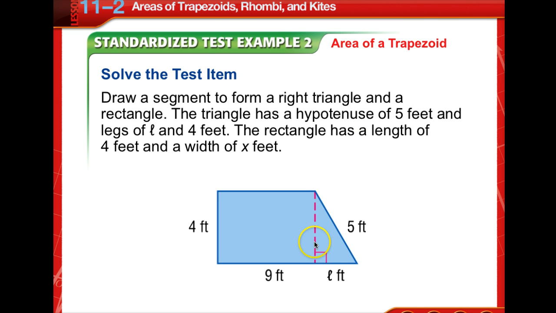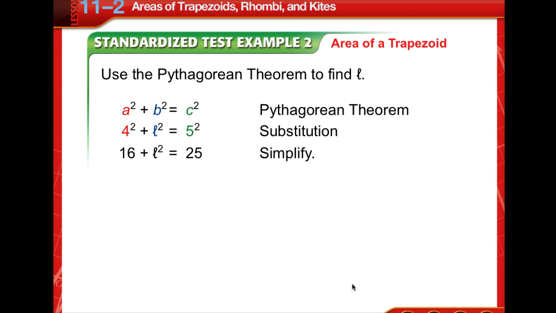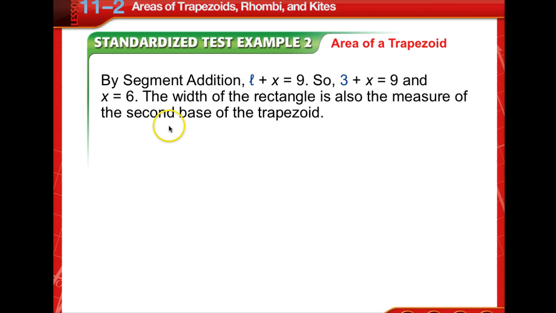So we draw a segment to form a right triangle. The triangle has a hypotenuse of 5. One of the legs we'll name L, and we know that this is 4 feet. So we can use that to find the measure here by using the Pythagorean theorem. So that measure is going to be 3. By segment addition, we know that L plus X is equal to 9. We've discovered that L is 3, so we know that X is 6. So the width of the rectangle is also the measure of the second base of the trapezoid.